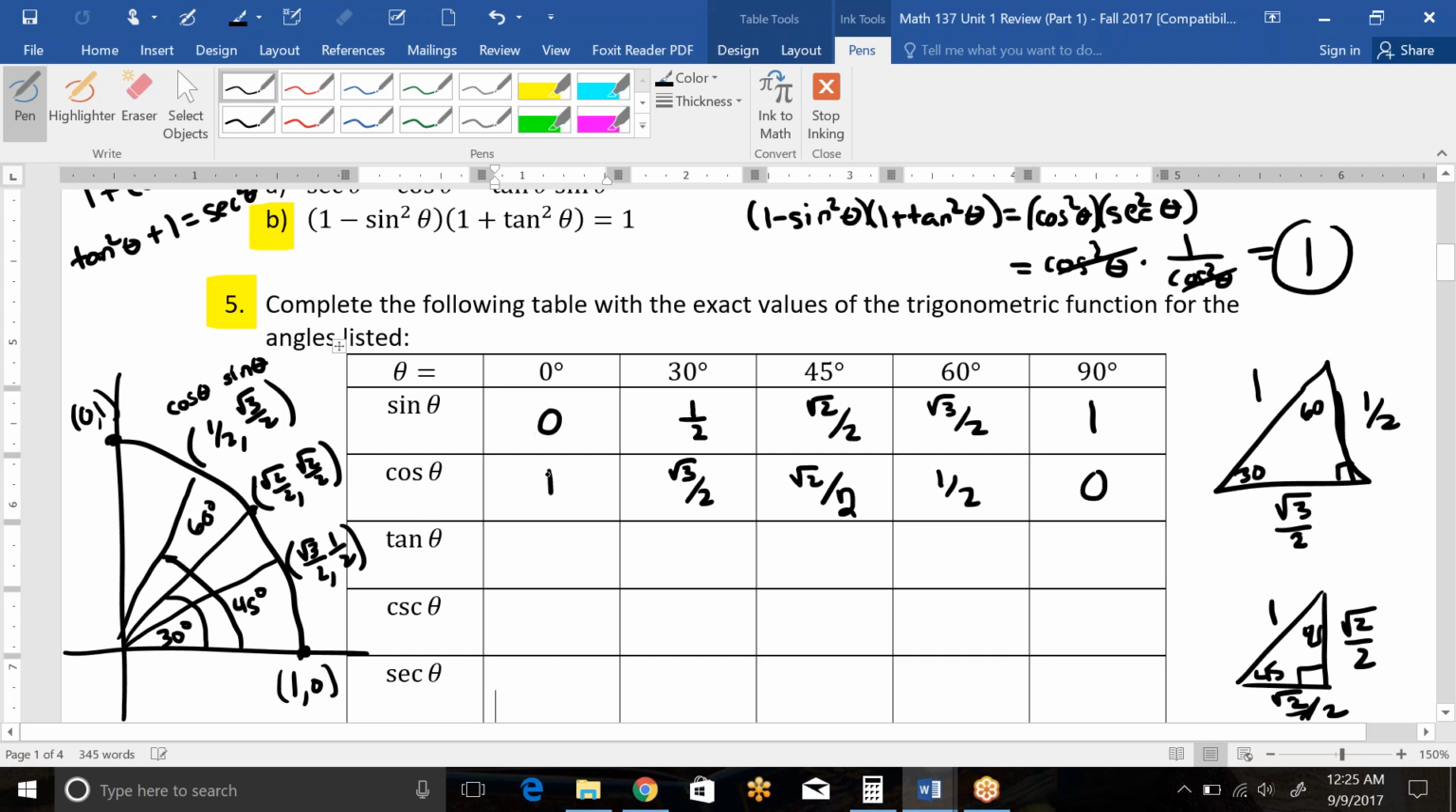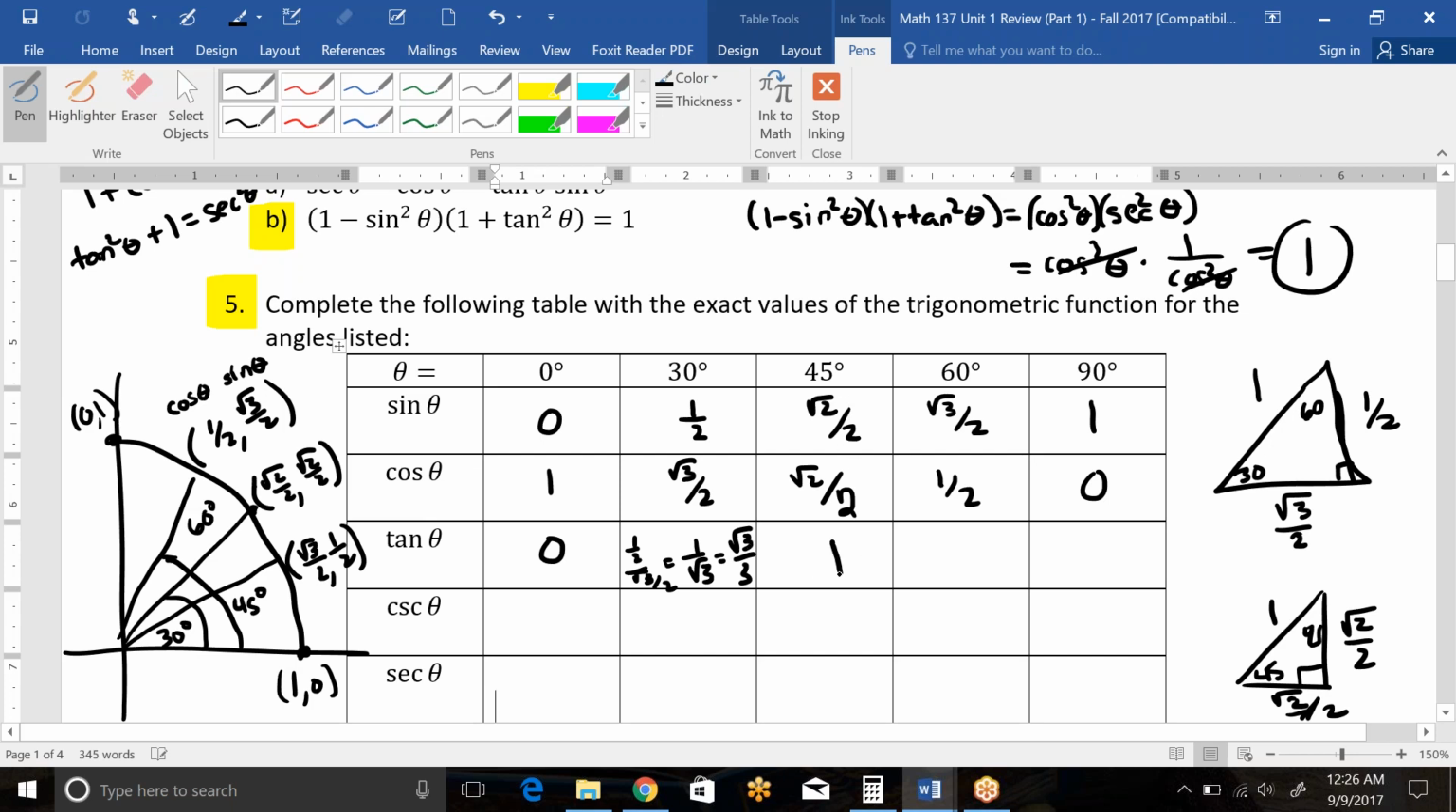Now, tangent we find by just doing sine over cosine. So 0 over 1 is 0. Then 1/2 over square root of 3 over 2. Remember, you would flip that, multiply the reciprocal. That's 1 over square root of 3, which we rationalize to square root of 3 over 3. So square root of 3 over 3 is the answer for that one.